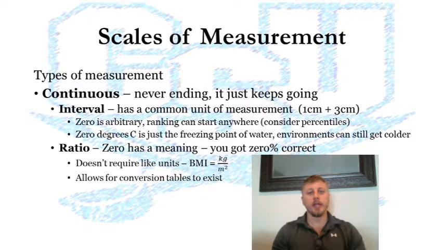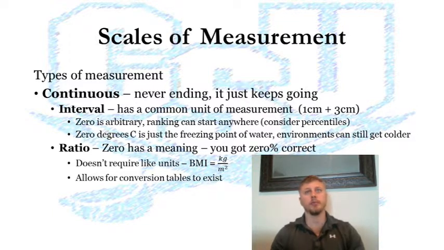And so now we have continuous. That's the last of the 3 terms about scales of measurement. Continuous can be broken down into 2 different ideas. So we have continuous, which is slightly never-ending, and I'll explain that in a minute. But it just keeps on going. So we have 2 different types of continuous measurement: interval or ratio. Interval, you're looking at a common type of measurement, apples to apples. So 0 is arbitrary. It's just a continuous number.